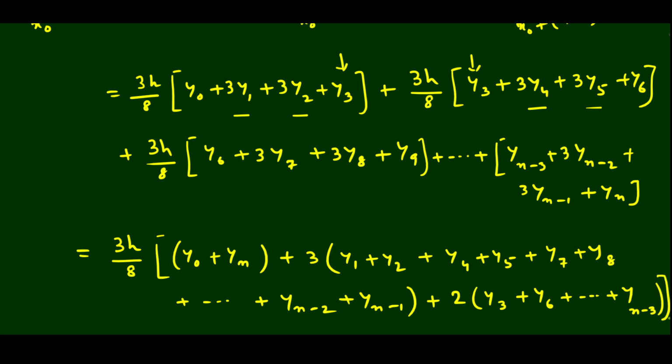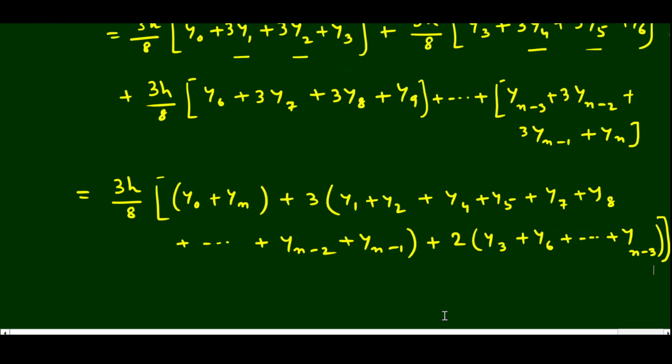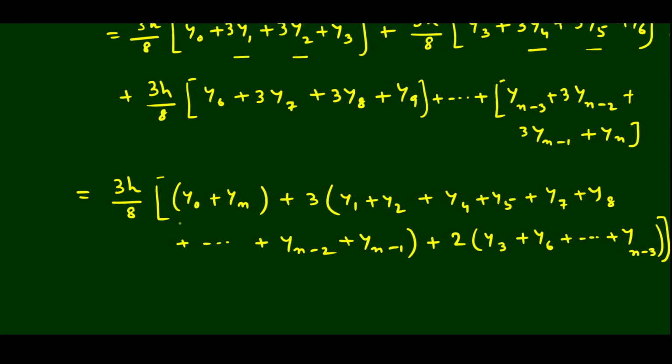So this particular formula is what? Simpson's 3/8 rule. So it's 3h by 8, first term plus last term. Then you can write this term first also, okay? For more generalizing, 2 into all multiples of 3, and then 3 into the remaining terms. Like this also we can get. Now let us take some example.